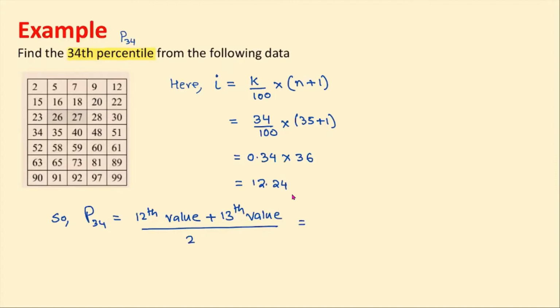So in this case, counting 10, 11, 12, the 12th value is 26, plus the 13th value is 27, and we divide that by 2. 26 plus 27 divided by 2 is 26.5. So the 34th percentile, which is the average of these two numbers, 26 and 27, is equal to 26.5. So the 34th percentile is 26.5. Okay, let's move on.